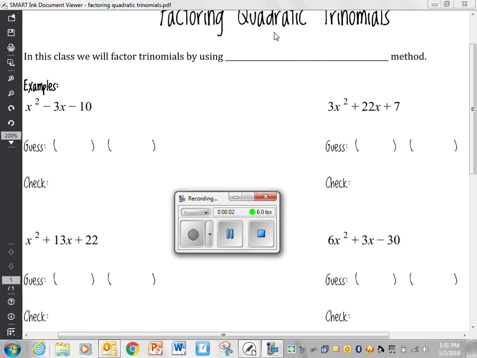Alright, today we're going to factor quadratic trinomials, and the method that we will be using this semester is guess and check. I would recommend you use a pencil because you're going to be guessing and you're going to check, and then you might have to erase and guess again and check again. So it is a longer process, but as you do it, you will become better at it, I promise.